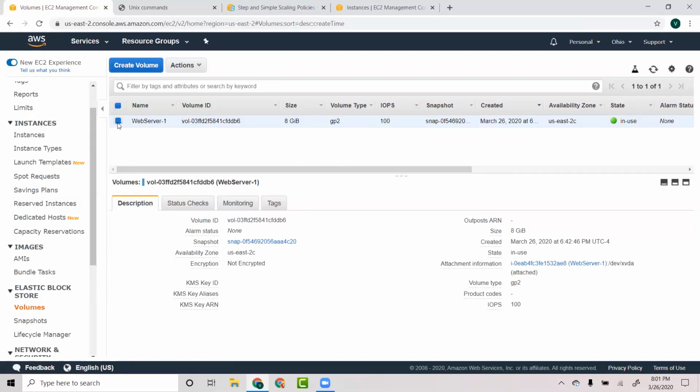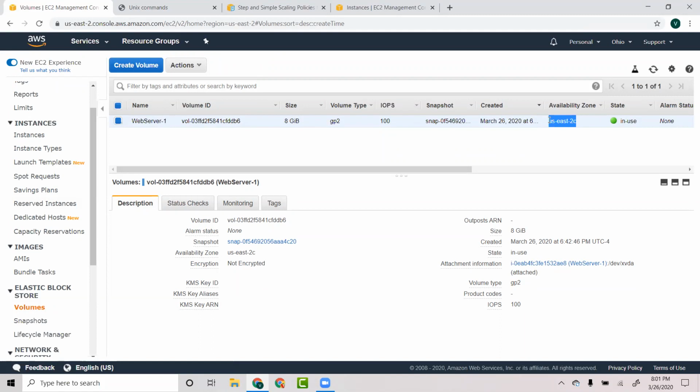Did you understand? I'm looking at a volume here, guys. This is a hard disk. Volume is nothing but a hard disk. It's an EBS, Elastic Block Store volume. It's a hard disk attached to an EC2 instance. Make sense? And this volume, it's telling me that it is in US East 2C.